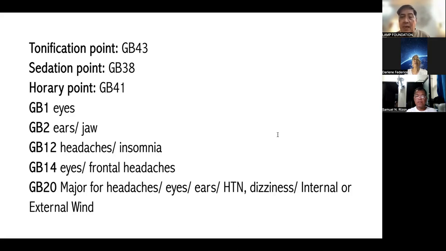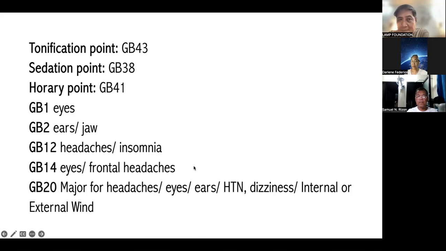Anong element ang gallbladder? Ang gallbladder po, wood po. Wood element. Okay. Sino yung mother ng wood? Si water po. Kidney. Okay. So, bakit tinatawag na tonification point ang gallbladder 43?